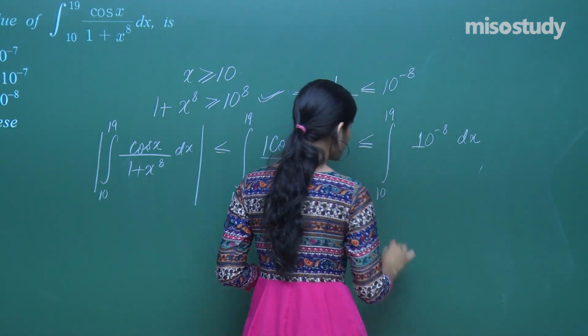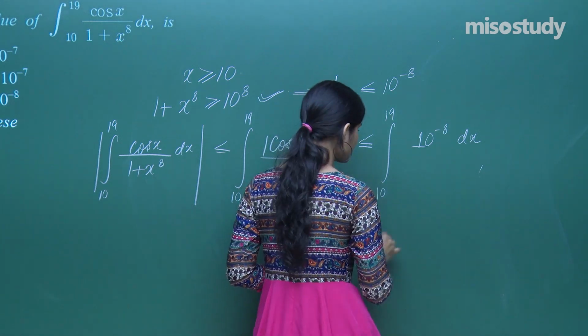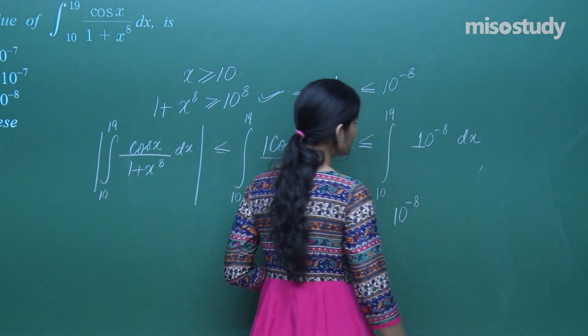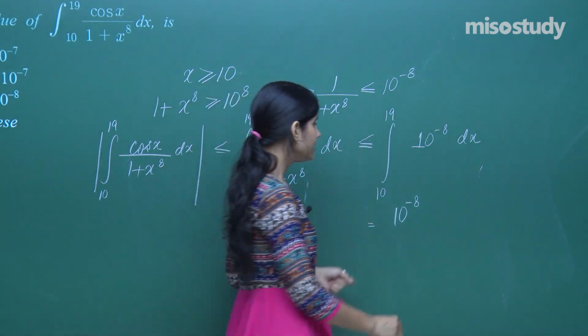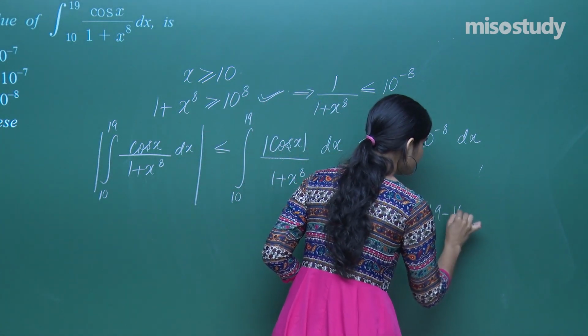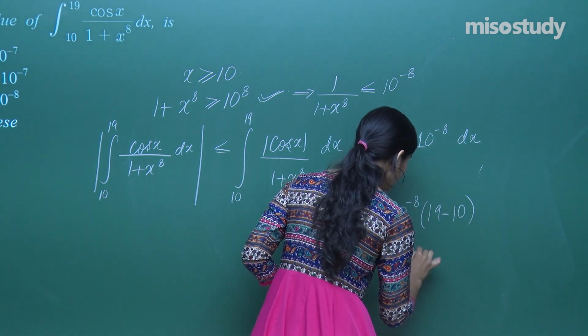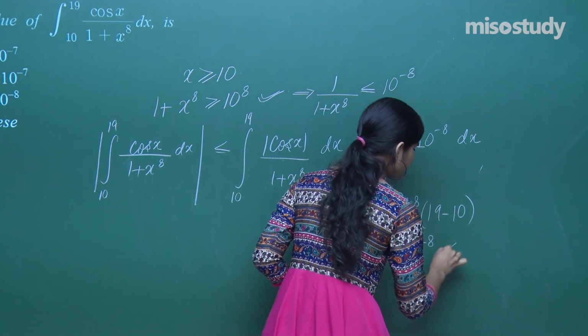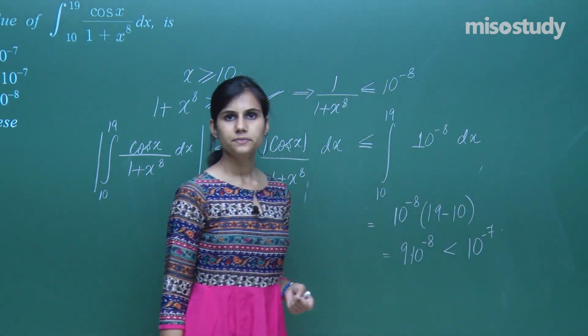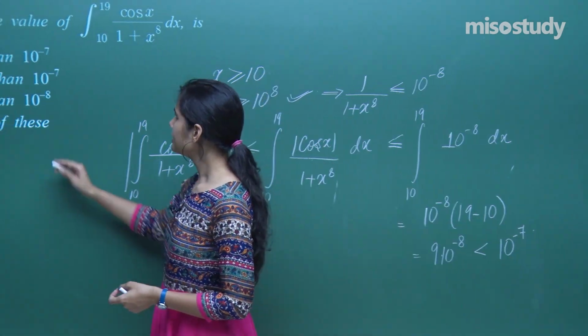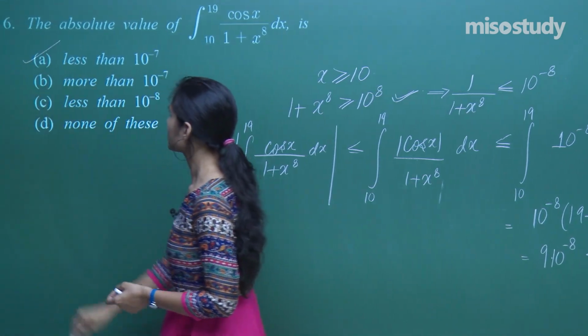So obviously this comes out to be equal to what? 10 to the power minus 8 into x, where x is ranging from 10 to 19. So that is going to give you 19 minus 10. This is 9 into 10 to the power minus 8, which is clearly less than 10 to the power minus 7. If it is clearly less than 10 to the power minus 7, option number A is the correct one.